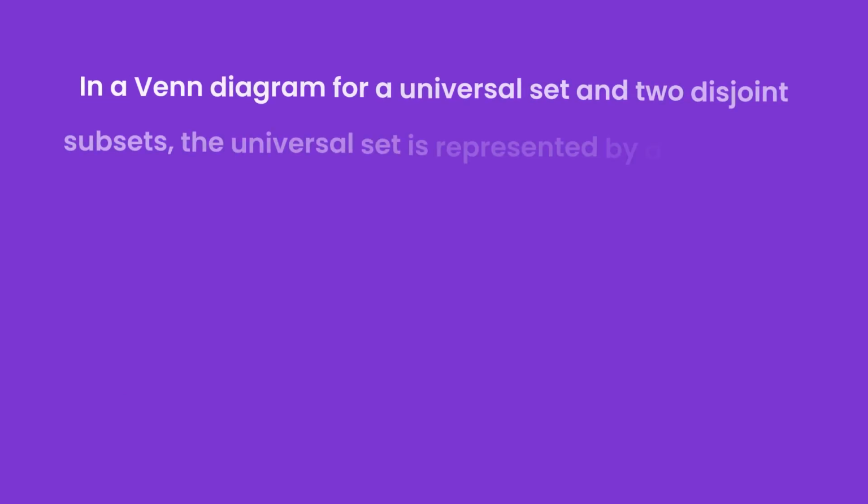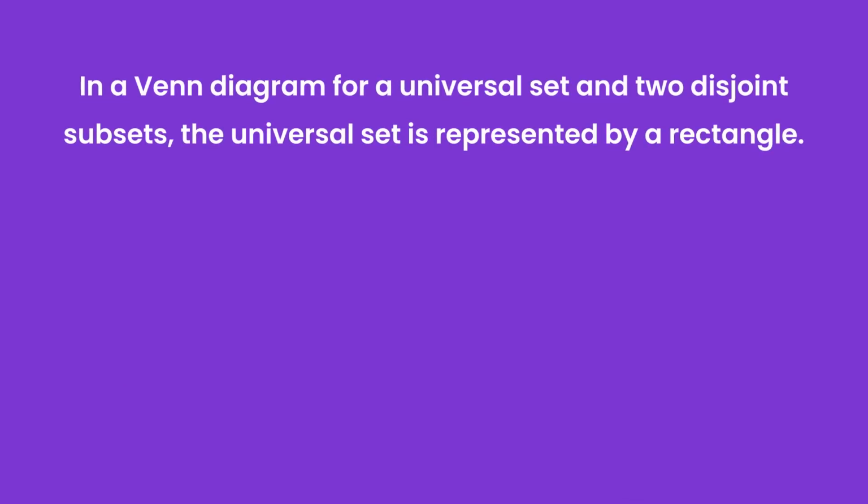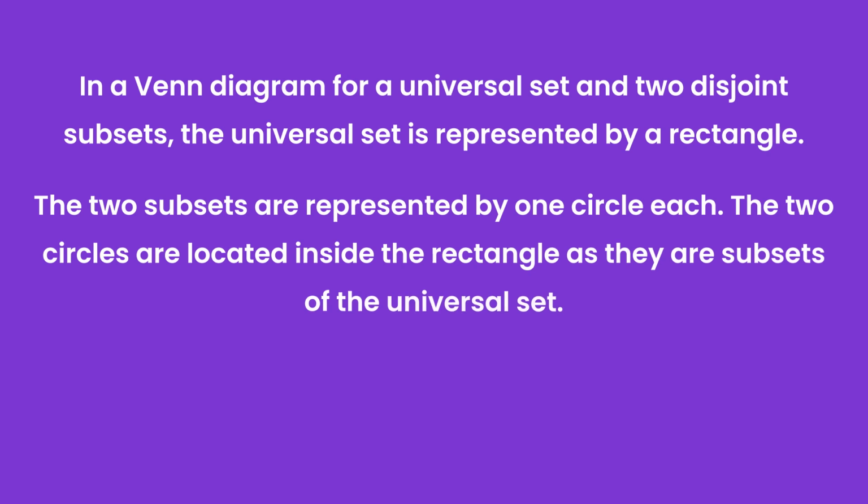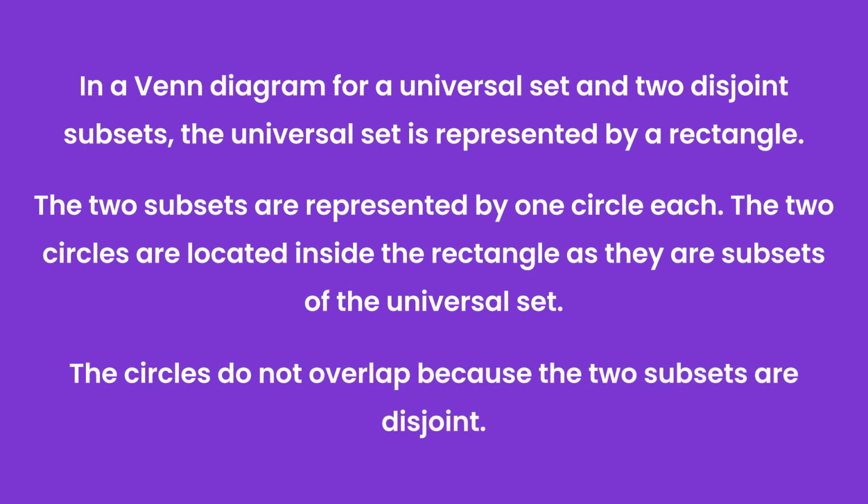In a Venn diagram for a universal set and two disjoint subsets, the universal set is represented by a rectangle. The two subsets are represented by one circle each. The two circles are located inside the rectangle as they are subsets of the universal set. The circles do not overlap because the two subsets are disjoint.